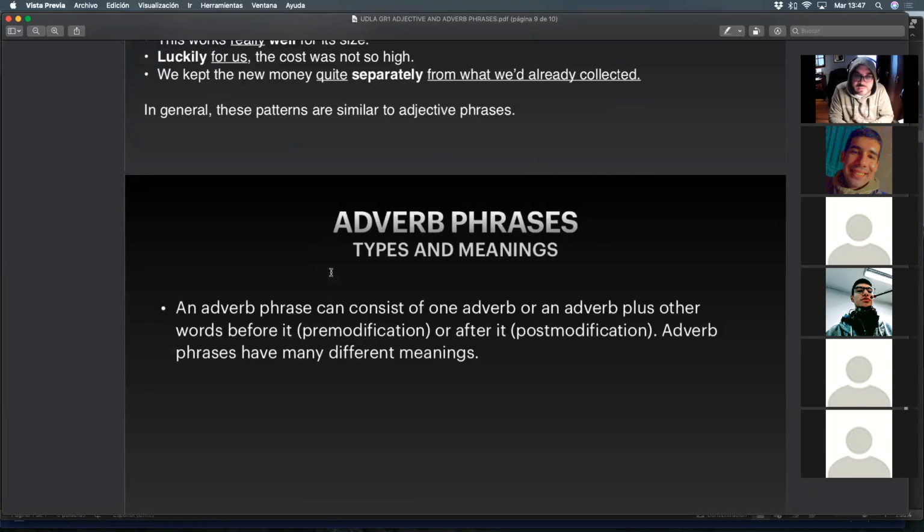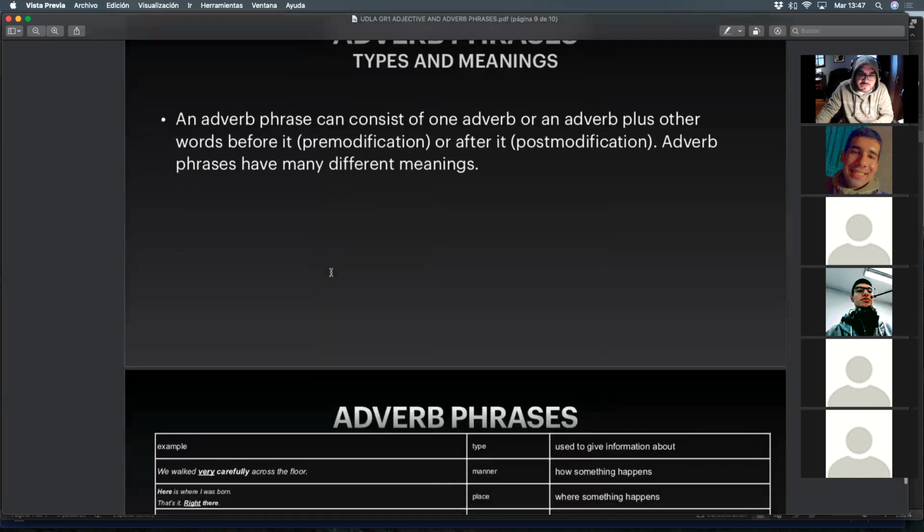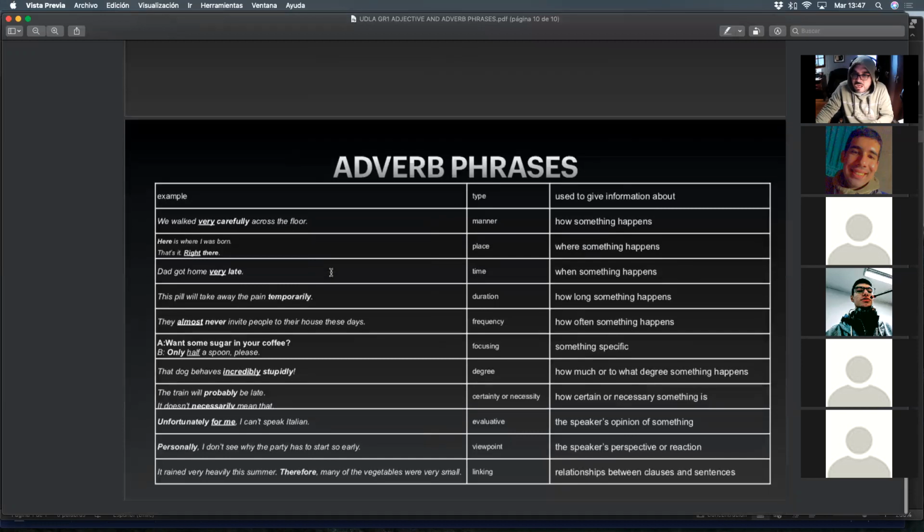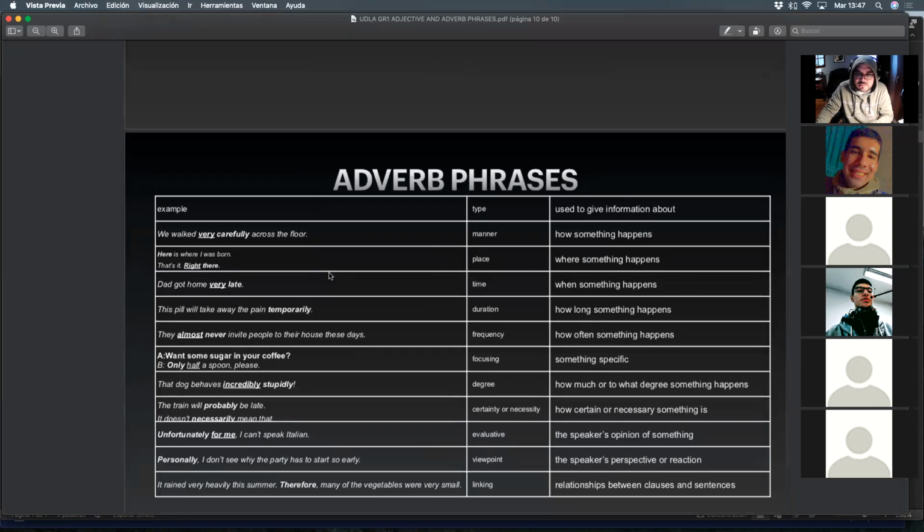So adverb phrases, types and meanings. An adverb phrase can consist of an adverb, we know that, or an adverb plus other words before it, pre-modification, we know it, or after it, post-modification, we know that. Adverb phrases have many different meanings, okay? These are all the different adverb phrases: adverbials of manner, place, time, duration, frequency, focusing, and whatever. And that's all.